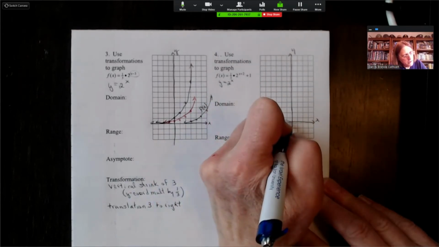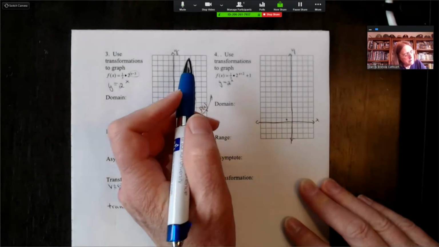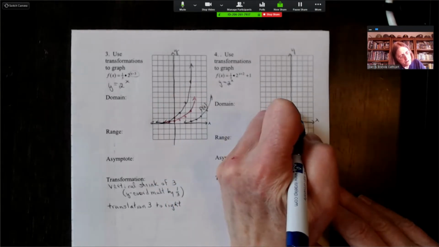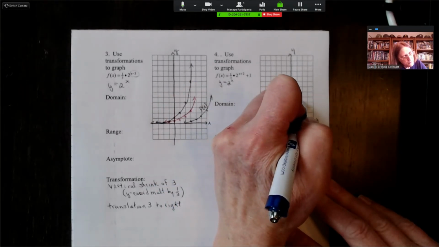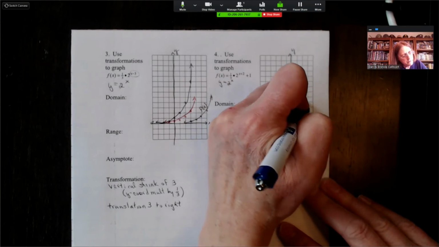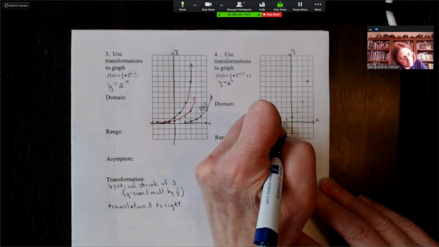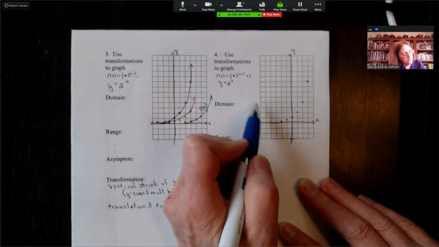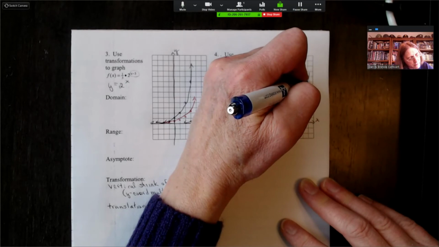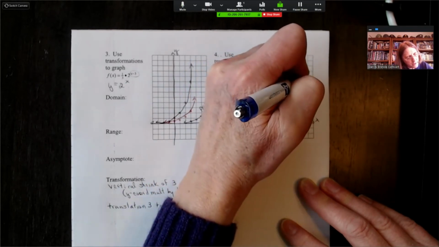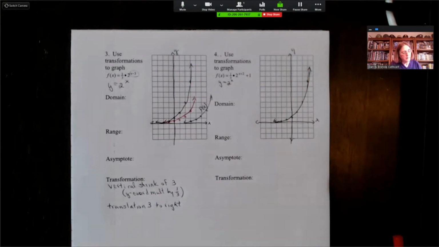Two to the negative 1 again is 1/2. 2 to the 0 is 1. 2 to the first is 2. 2 to the second is 4. And 2 to the third was 8. And of course, we could take one more point. 2 to the negative second is 1/4. So here is our parent function. And then we did the first transformation, which is the same.